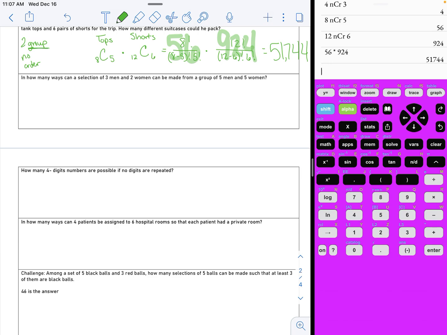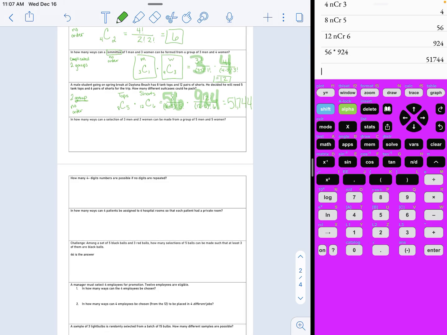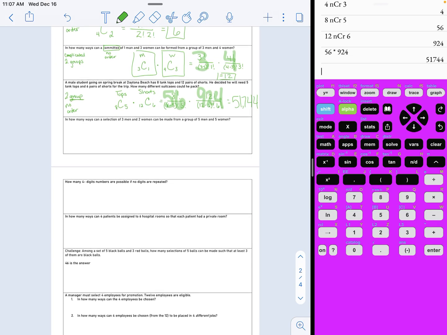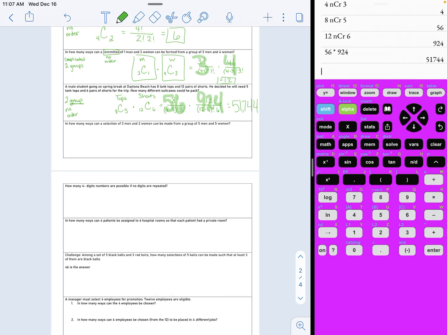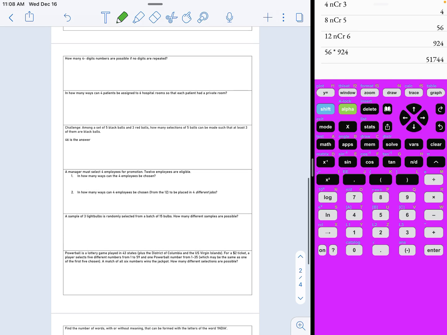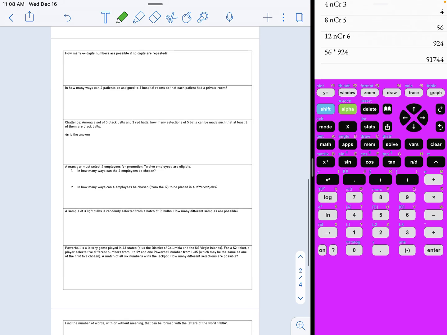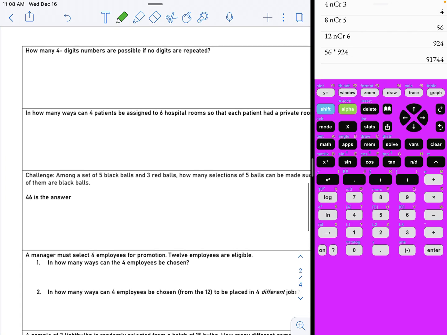How many ways can a selection of 3 men and 2 women be made from 5 and 5? Now that is different, right? Yes, this is actually going to be the same thing as the other one. So I'm just going to skip that one because we've done one just like that. If you want, email me and ask me, and I will tell you the answer. You could honestly probably copy and paste it into Google and get the answer.